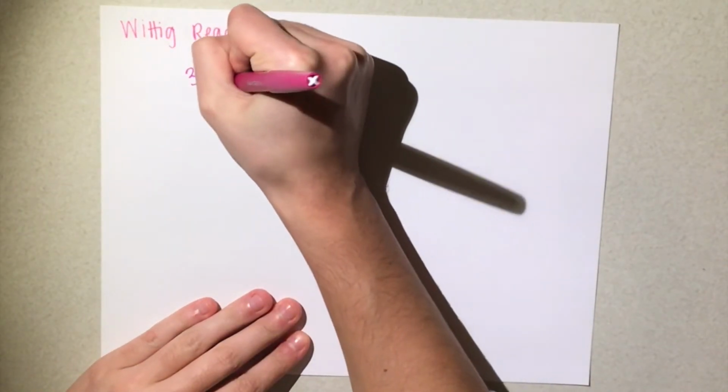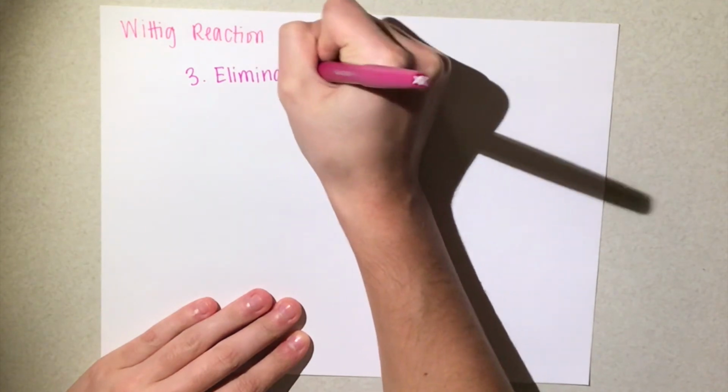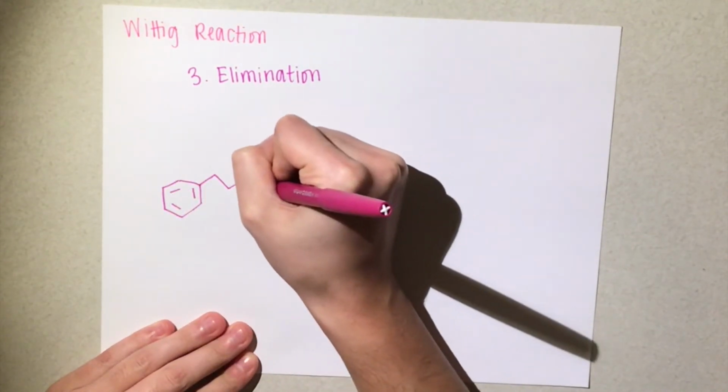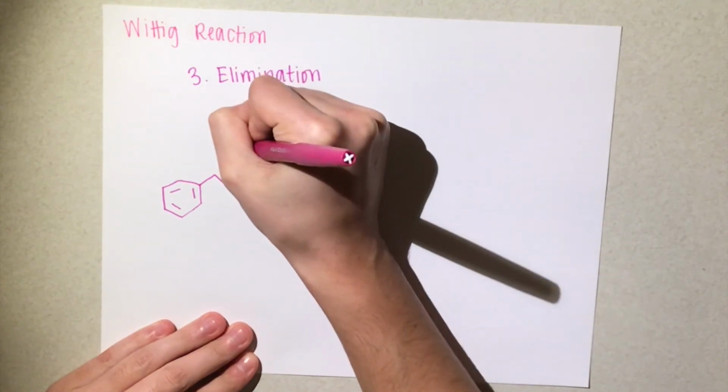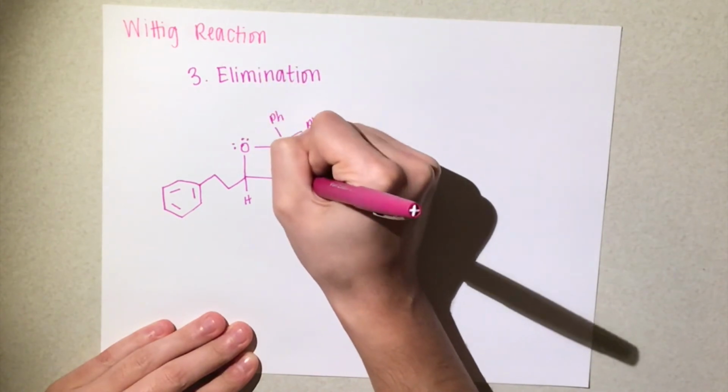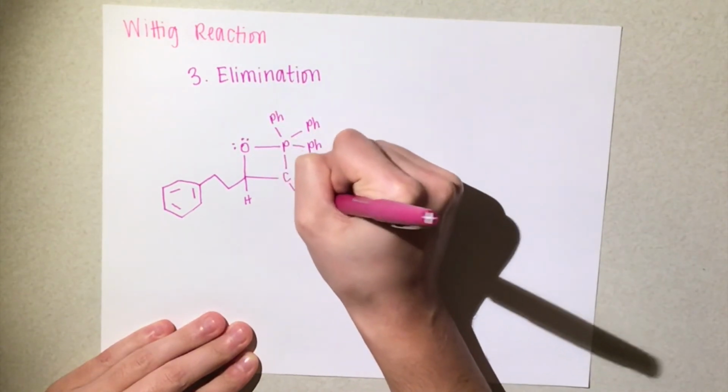The final step of the Wittig reaction is elimination. The previous step, coordination, formed an oxaphosphetane, which is shown here. An oxaphosphetane is a four-membered ring consisting of two carbon atoms, one phosphorus atom, and one oxygen atom.